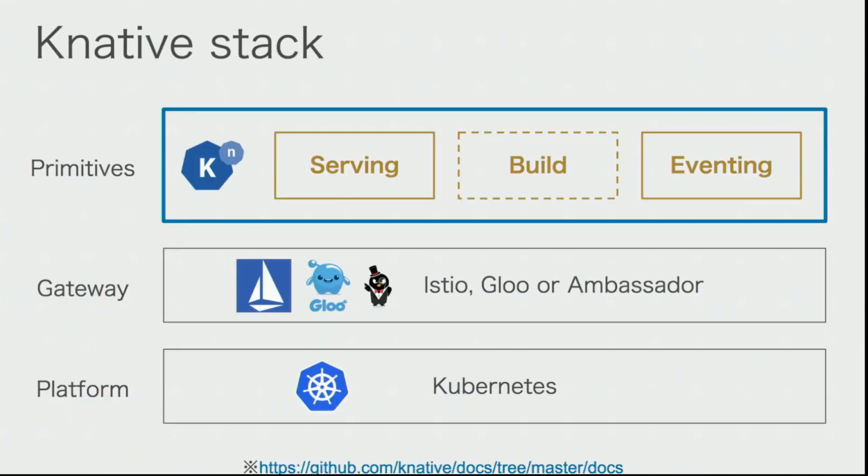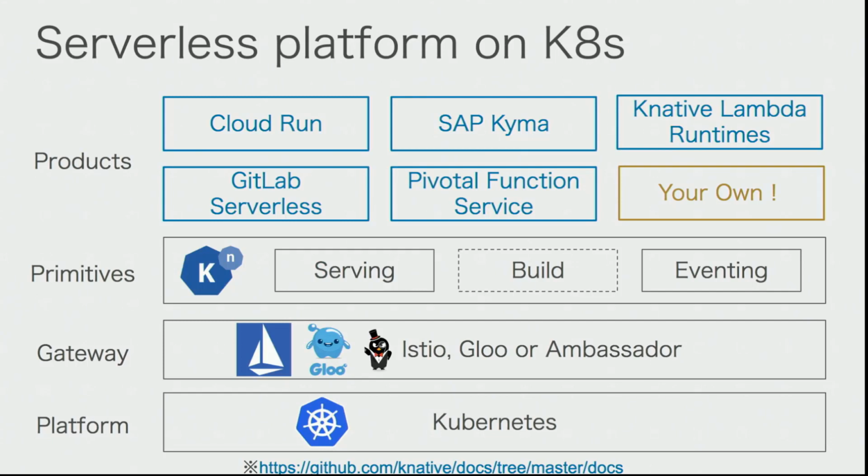This is the Knative stack. At the bottom, the platform is Kubernetes, and on top of it, a gateway exists like Istio, Gloo, or Ambassador. And on top of them, Knative provides serving and eventing components. Knative is installed to Kubernetes as custom resources and custom controllers. There are many products built from Knative, like Pivotal Function Service, GitLab Serverless, and Knative Lambda runtime. And you can build your own platform with it.